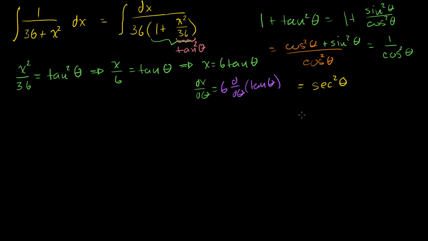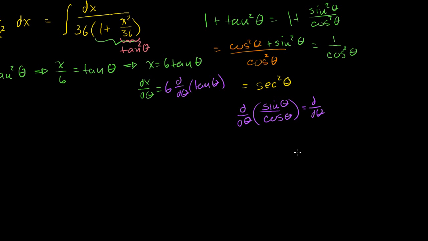The derivative of tangent of theta is the same thing as the derivative with respect to theta of sine of theta over cosine of theta. Let me scroll to the right a little bit. Because I never remember the quotient rule. I've told you in the past that it's somewhat lame.